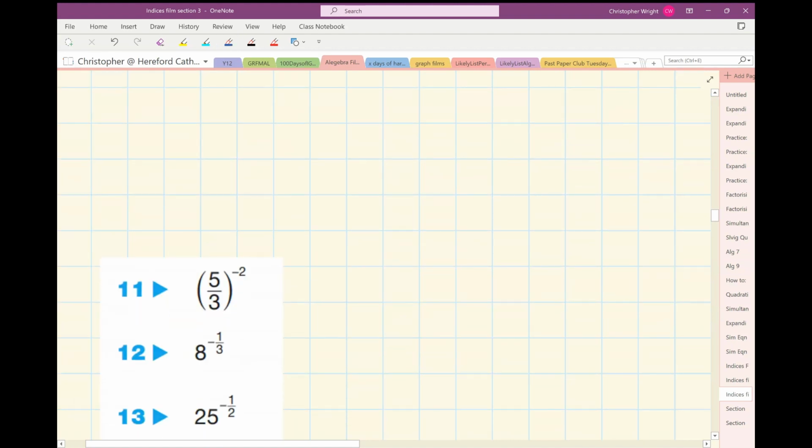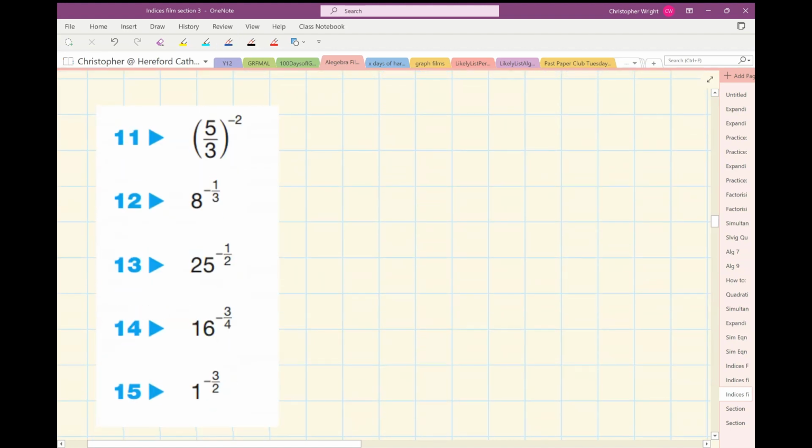Here we are. Right. 5/3 to the power of minus 2 is 3/5, the reciprocal of 5/3 squared, 9 25ths. 8 to the power of minus a third. It's 1 over 8 to the power of a third. Well, that's 1 over the cube root of 8, isn't it? So it's a half.